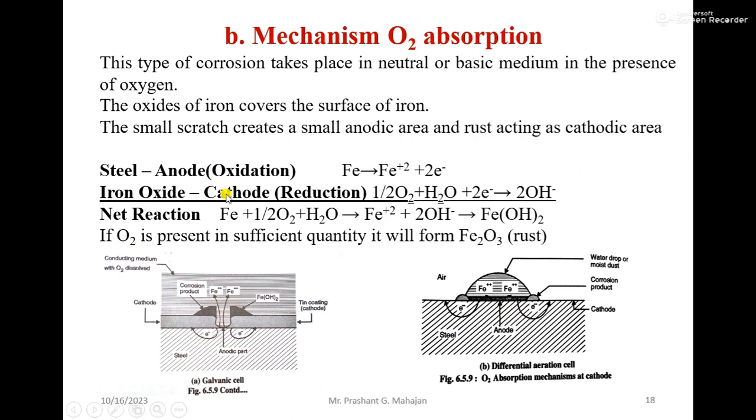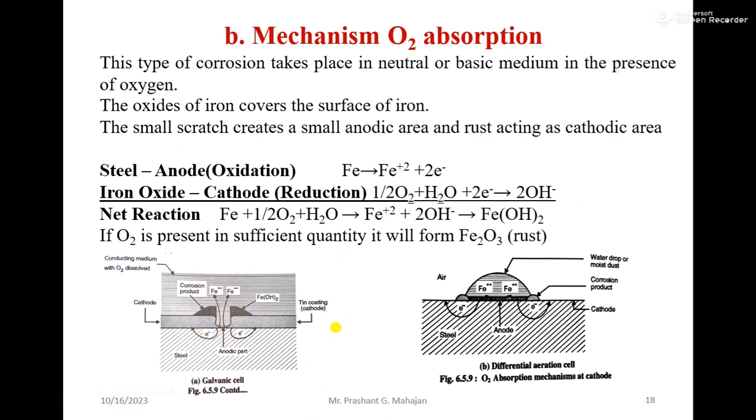The oxides of the iron cover the surface of the iron. A small scratch creates a small anodic area and the rust acts as the cathodic area. So you can see, this is the metal, and the oxide layer is formed on the metal. There is a small scratch in the oxide, and there is formation of a small anodic area. And if a water droplet comes, then there is formation of an electrochemical cell.